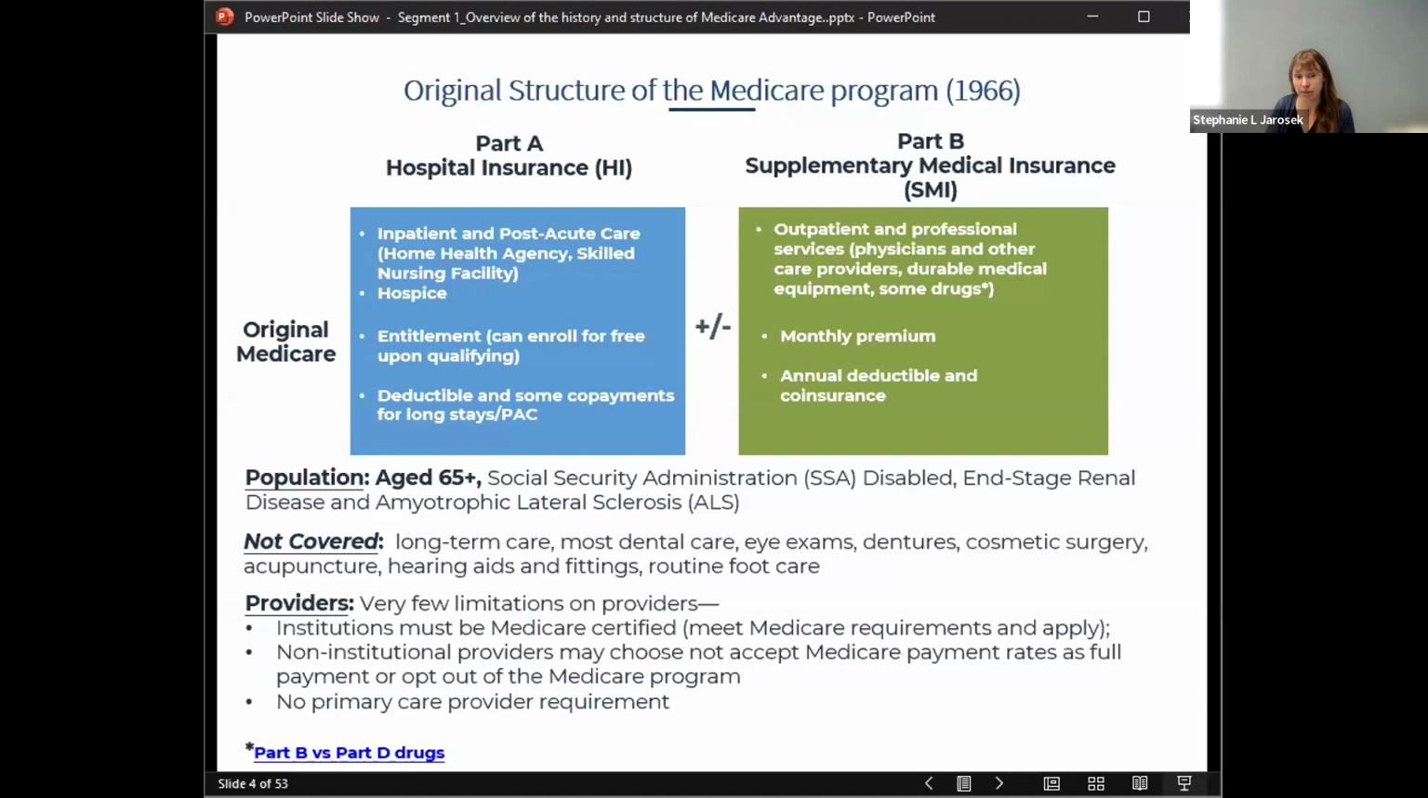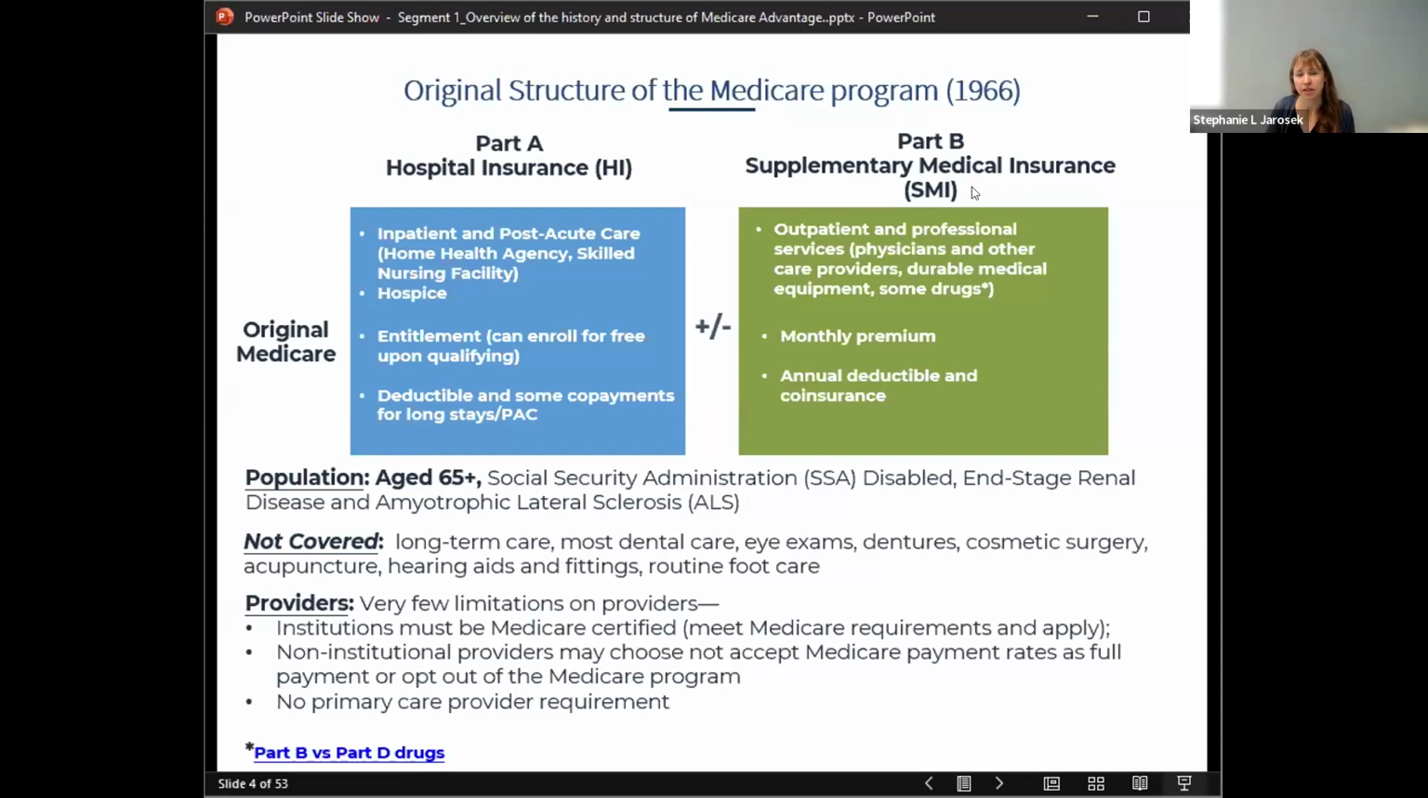It also includes hospice. And Part A is an entitlement, which means that if you qualify for Part A, then you can enroll for free. And qualification is similar to the Social Security requirement. You have to work at least 4 quarters. And then there is a deductible for your hospital stay, and there are some co-payments that are associated with long stays or post-acute care.